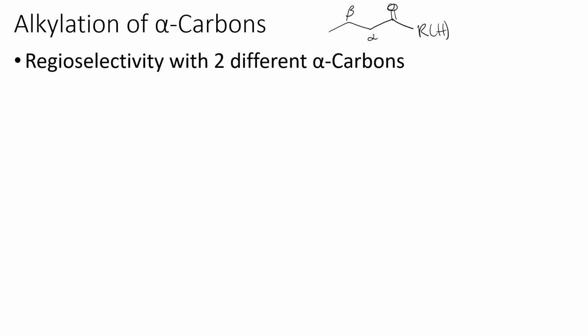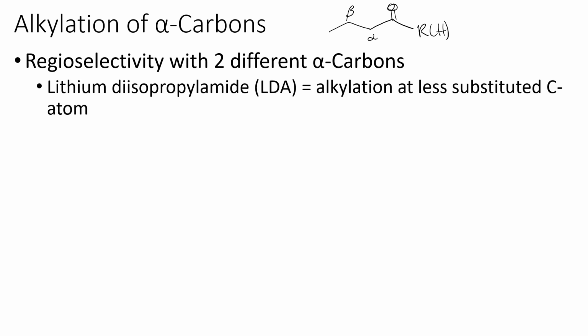So now let's look at the regioselectivity. This would be where we have a ketone and we have alpha hydrogens on either side of the ketone, and they are different. So we're looking at the regioselectivity of where we're going to produce that double bond if we have different alpha carbons around our ketone. One of the reagents that we can use is lithium diisopropylamide, abbreviated as LDA. And if we use LDA, we're going to alkylate at the less substituted carbon atom.